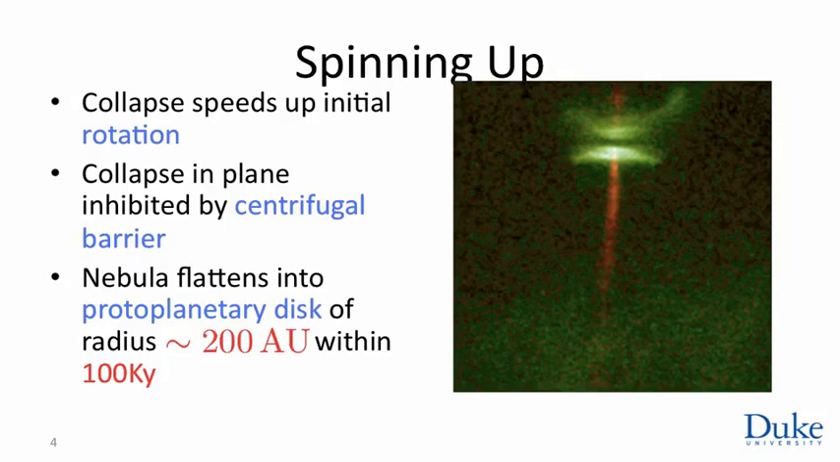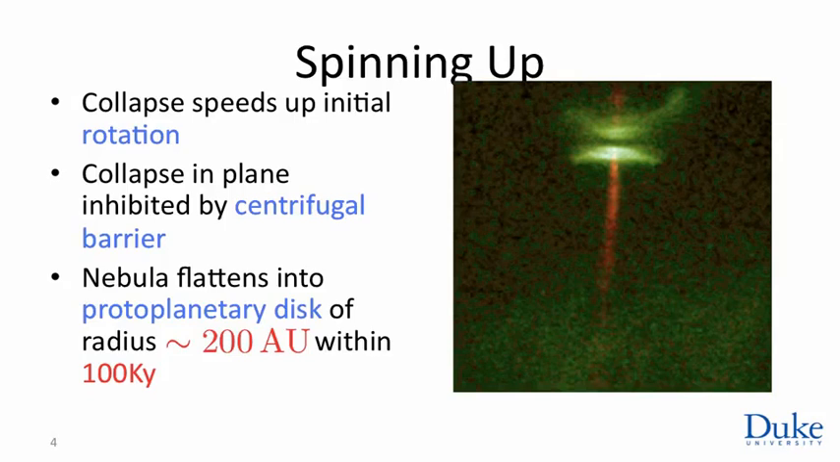This creates a barrier that prevents the cloud from collapsing into its axis. On the other hand, collapse in the direction along the axis is uninhibited by this, and so the cloud collapses far more readily along the axis than perpendicular to the axis. The net result is that what was once probably a roughly spherical cloud is flattened into a pancake shape.